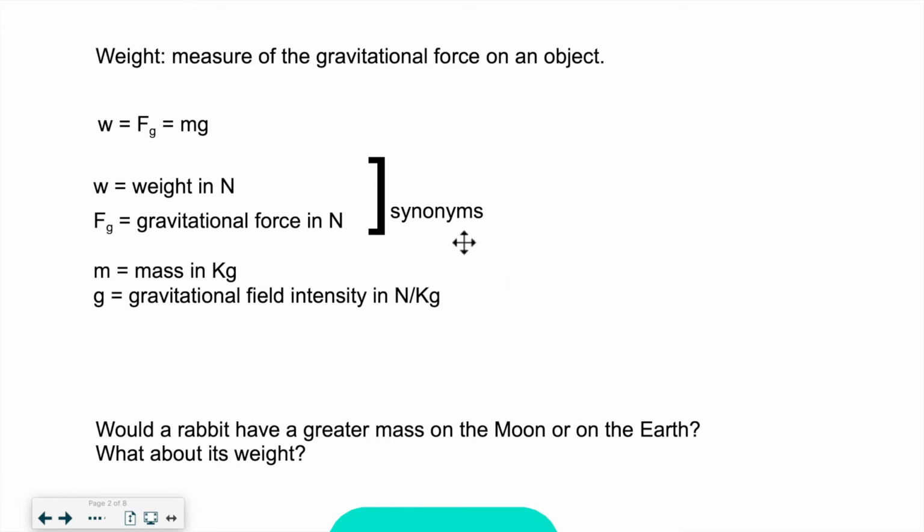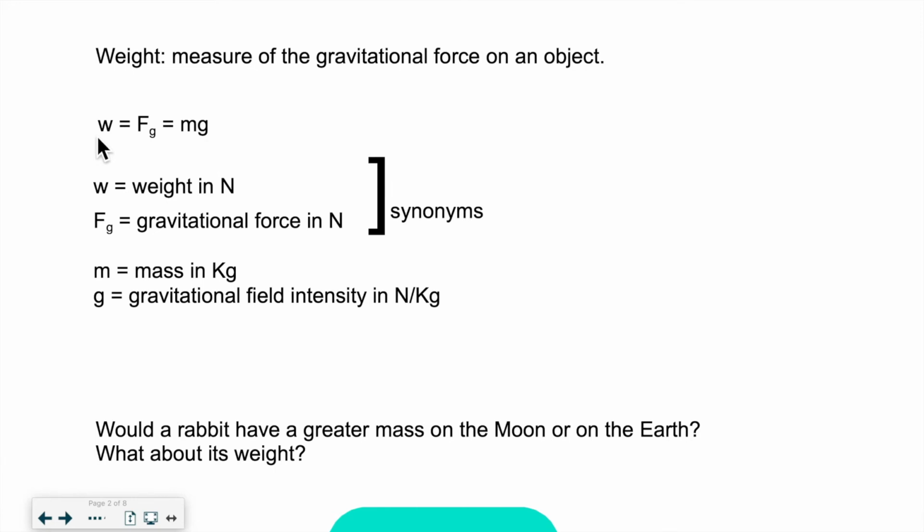How do we measure the weight? Well, the weight is the same as the gravitational force, okay? So they're interchangeable. They're synonyms in other words. So weight or gravitational force are the same. How do we calculate them? We take the mass in kilograms of the object times the value of the gravity of the planet on which it's found. So we know that on Earth, it's 9.8.